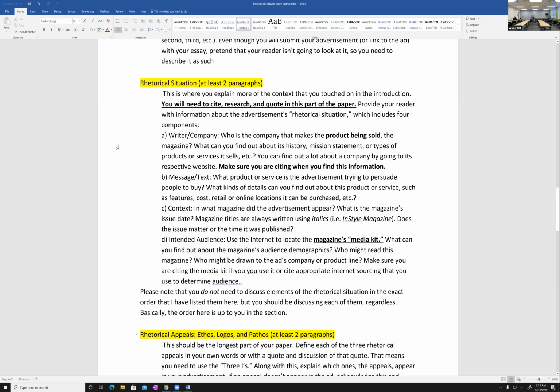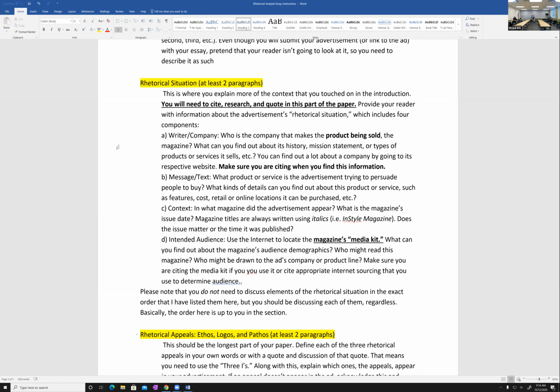So rhetorical situation, this is where you're explaining the context of how you found the ad. You touched on it in the introduction because you said where you found it. But in this section, you're providing the reader with deeper information of the situation, and these are the 4 components you need to address. So you're going to be talking about the company or the writer. In other words, who is responsible for the product being sold.